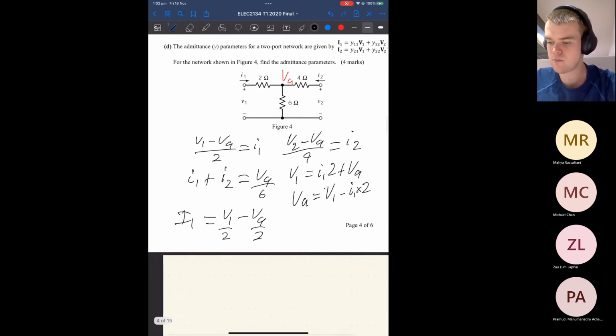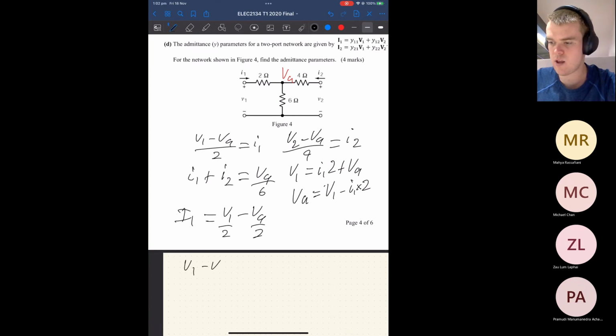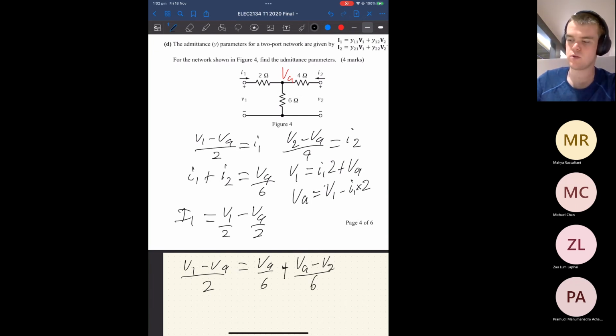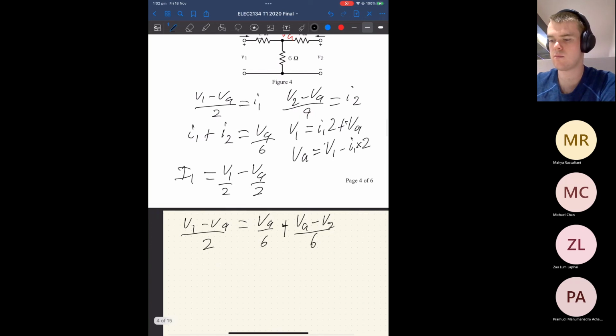So we know that (V1 minus VA) on 2 is equal to VA on 6 plus (VA minus V2) on 4. It's just the voltage drop across here. Well, the current flowing through this way is equal to that plus that. Hopefully that's all clear.